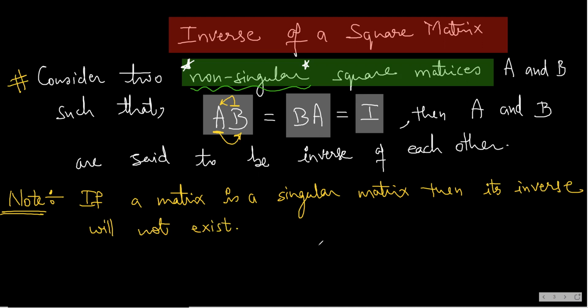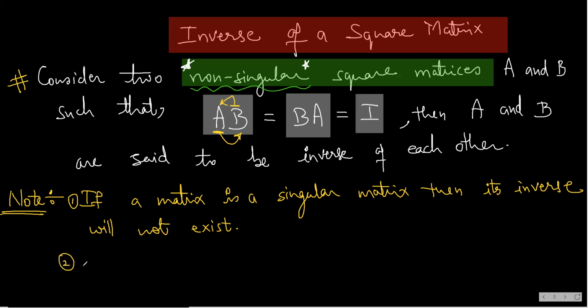Now suppose here I give you a matrix C, and C happens to be a singular matrix, that is, its determinant value is equal to 0. And now I ask you, can you find the inverse of C? You will say no. Why? Because C is a singular matrix. So the first condition for a matrix to have its inverse is it should be a non-singular matrix. Okay. Next. This is the first point.